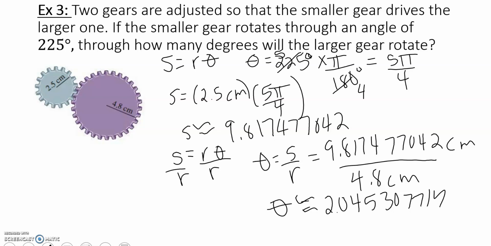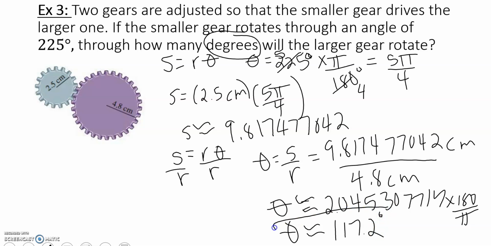And it asks for degrees. So notice here it asks for degrees. So what we need to do is convert this to degrees by multiplying it by 180 over pi. And you get theta to be approximately 117.2 degrees. And so that will be your final answer. And so that is how you will determine how far the larger gear turns.